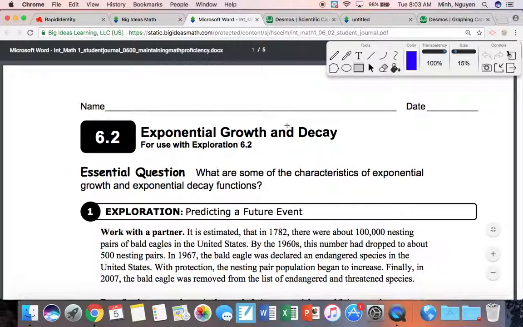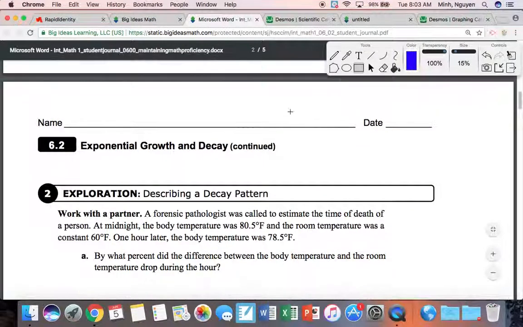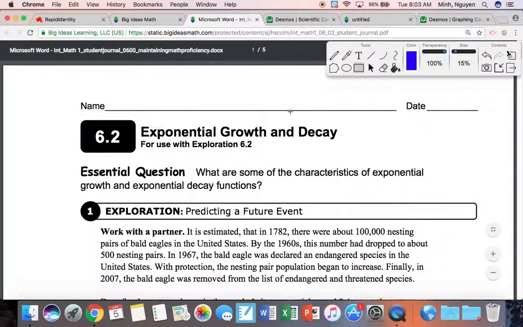All right, guys, we're on page, sorry, what page are we on? We're on page 163 of your student journal, section 6.2, Exponential Growth and Decay.